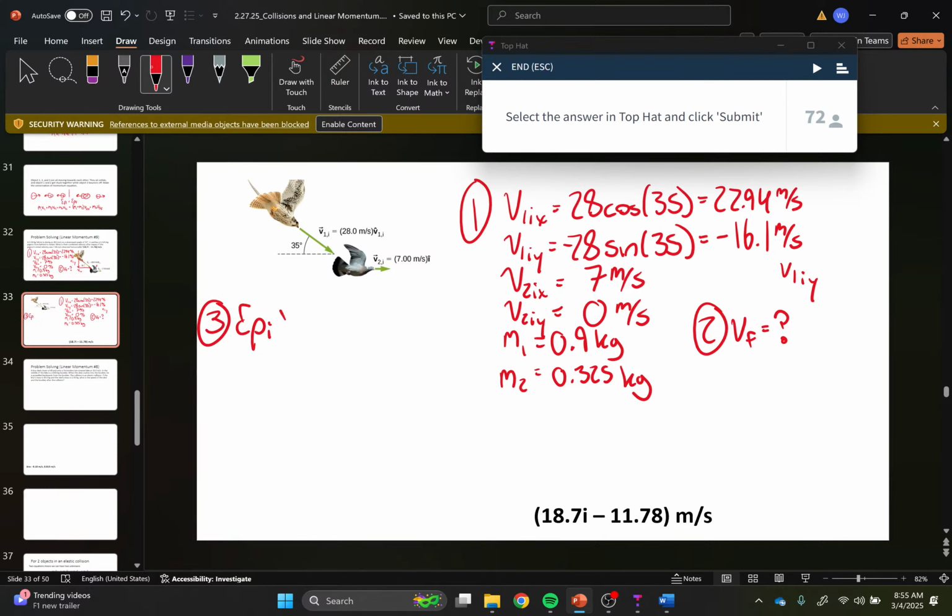There's a collision, so we're going to add up our stuff. But remember, you have to do x and y. So let's just do x first. How many objects do I start with? 2. How many objects do I end with? 1. So P1 initial x plus P2 initial x equals P final x.